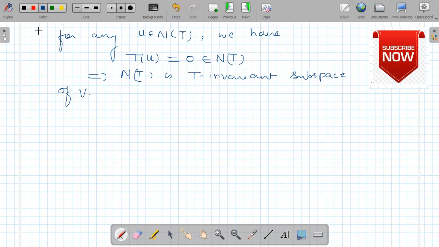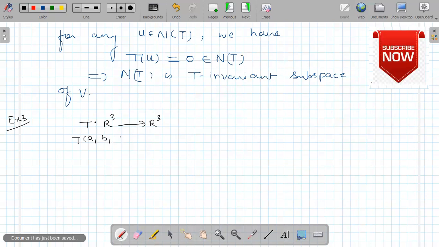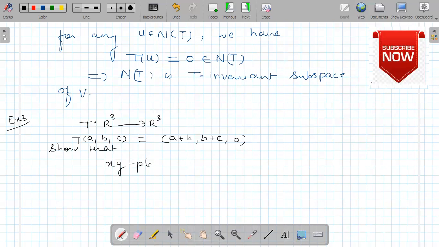Okay, let's take another example. Suppose we have a linear operator on R3 and it is defined as T(a, b, c) is equal to (a plus b, b plus c, 0). Show that, हमें ये शो करना है कि जो XY प्लेन है, XY प्लेन को हम कैसे डिफाइन करेंगे? It contains the vectors of the type (a, b, 0) and a, b belong to the real numbers.